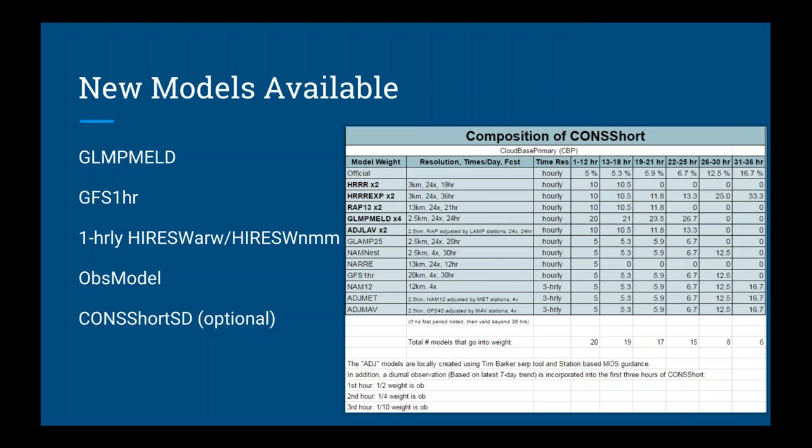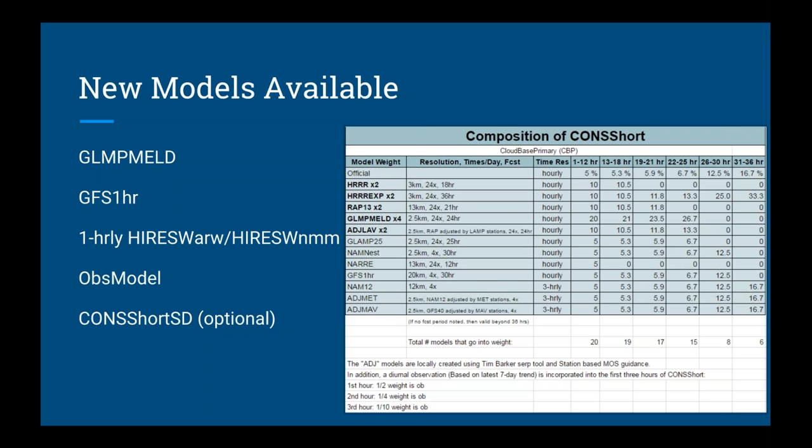Okay, so sorry that you were missing the slide, but this is a nice little slide that Marcia put together that shows the weights going into the cloud-based primary grid. And you can see here in bold that GLAMP MELD has a pretty strong weight. And in fact, a lot of the GLAMP elements, we also have a good weight for the lab as well. This is because those models tend to perform pretty well.